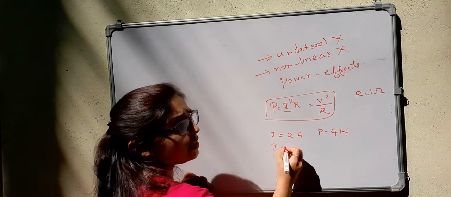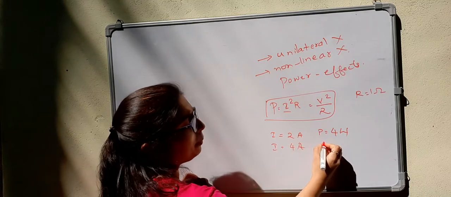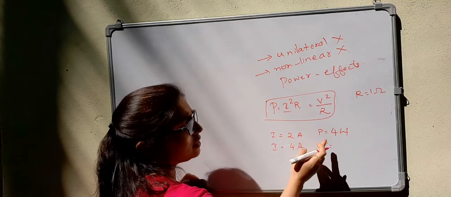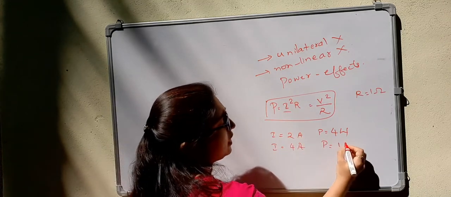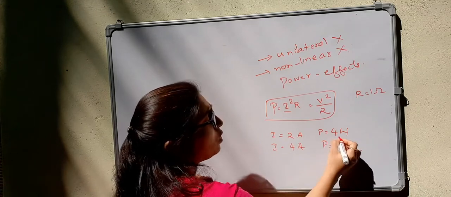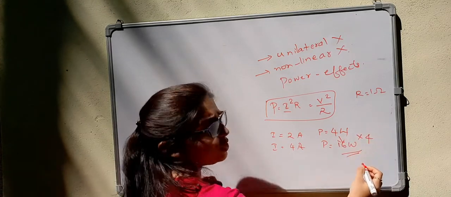What if I double this current? So it is 4 ampere. Then what happens to this power? It will be 4 square, that is 16 watts. So it is increased by the factor 4.